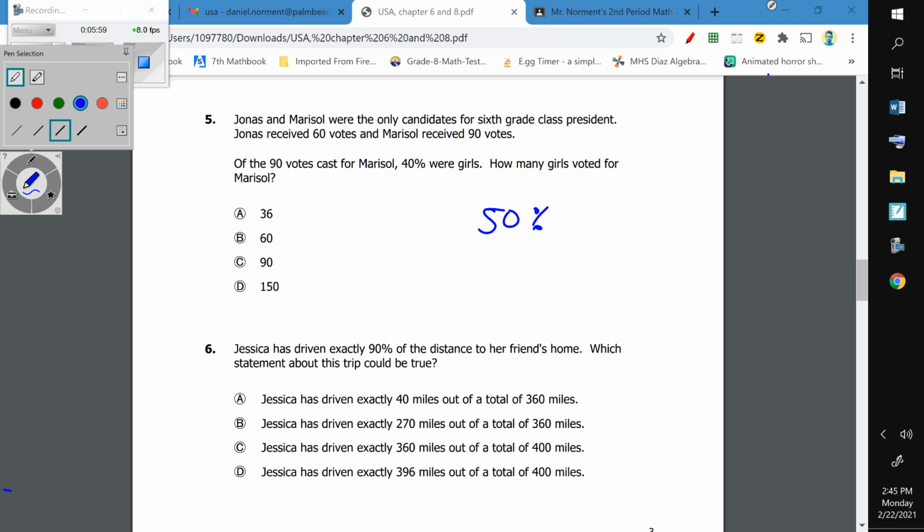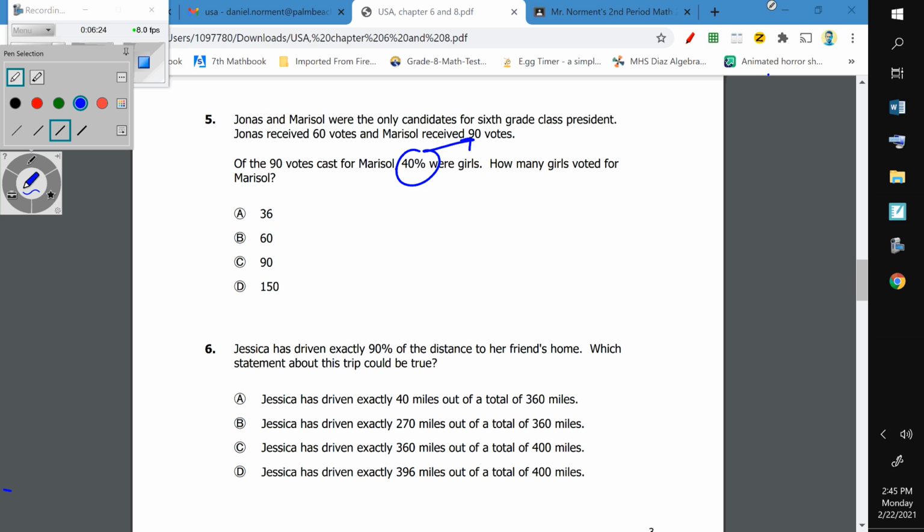50% is half of something, right? So, what's 50% of 90? Find that out. And then, whatever answer you get, well then 40% is going to be even less than that, because 40% is less than 50%. So, technically, you need to find 40% of this number.